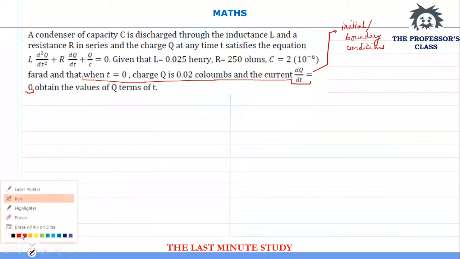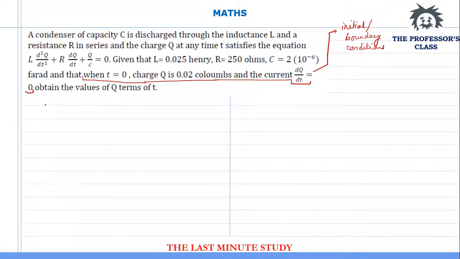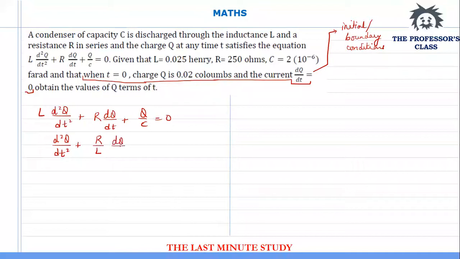Let's start with the question. Let's try to solve this equation which has been given over here. So we have L d square q by dt square plus R dq by dt plus q by c equals 0. Now to make it simpler for calculation, I'll divide the entire equation by L so that I get d square q by dt square plus R by L dq by dt plus q by LC. Now I need to find the equation of q.